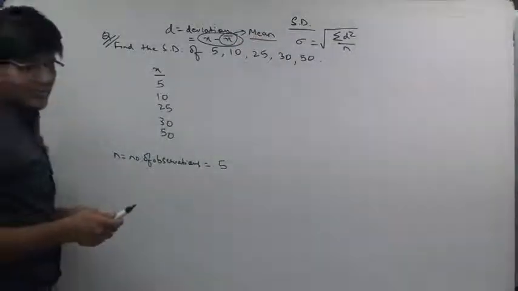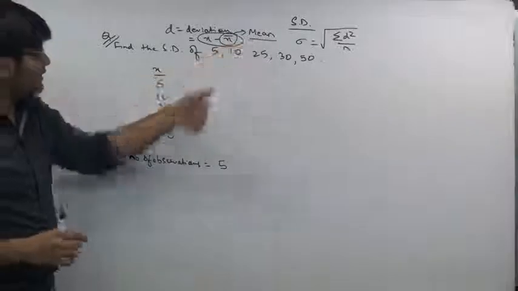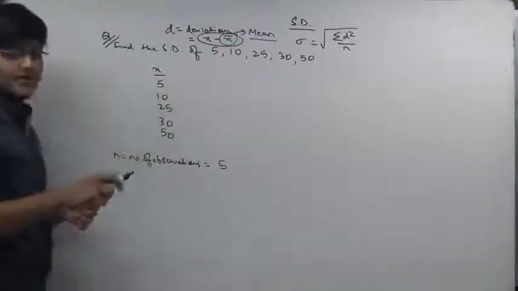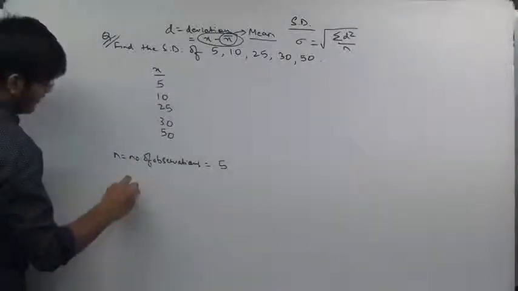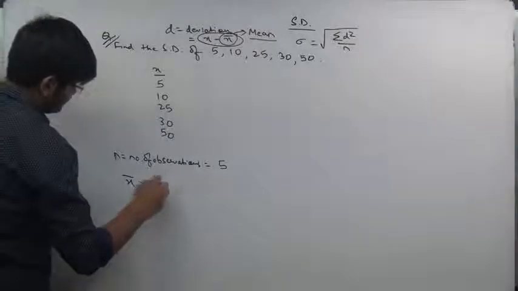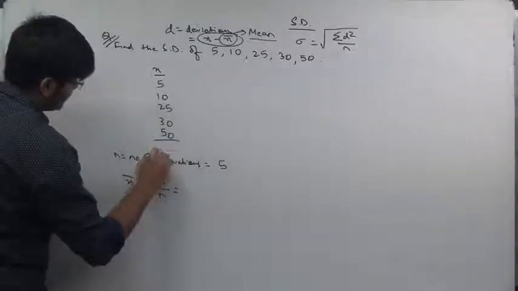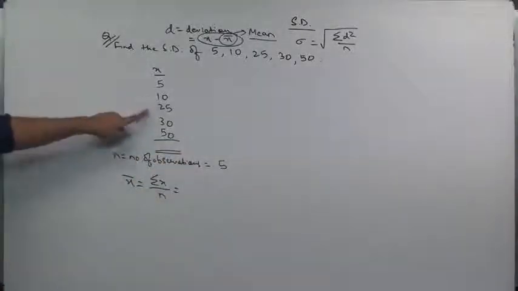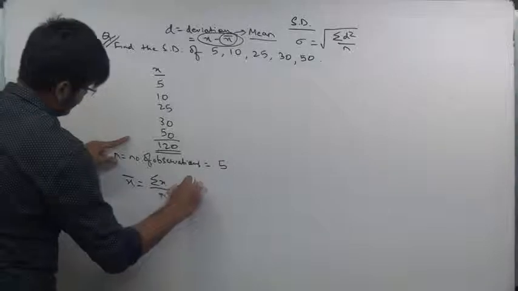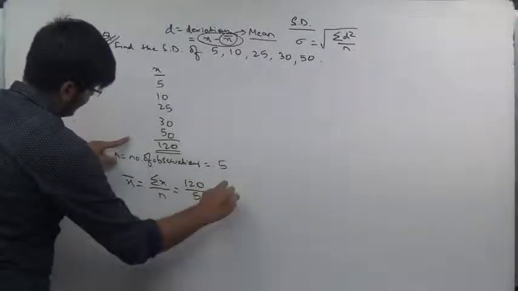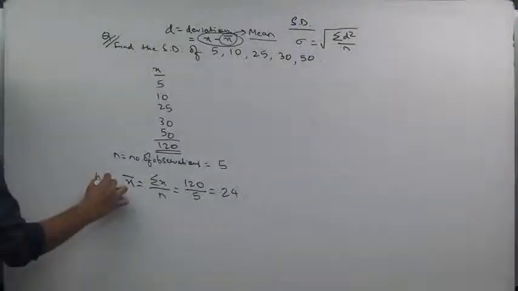If you still don't know what mean is, please go check out the mean video. Now, I'm assuming you know mean, first we'll find the mean in the same method we used in individual series. The formula for finding the mean, or x bar, in individual series is summation x by small n. Total of this series: 5 plus 10 plus 25 plus 30 plus 50 comes to 120. 120 by 5 is 24. This is the arithmetic mean that we need.